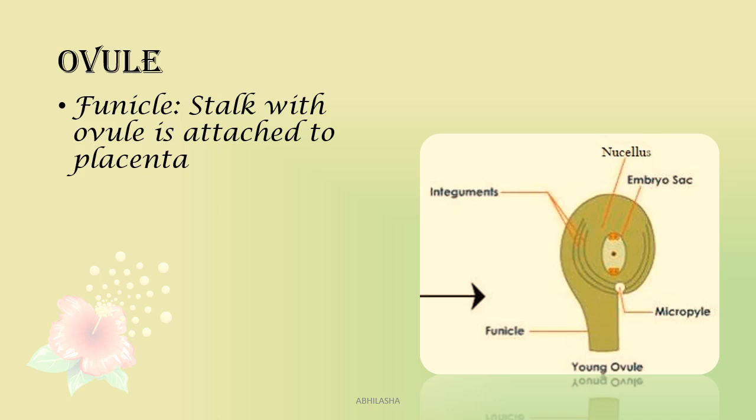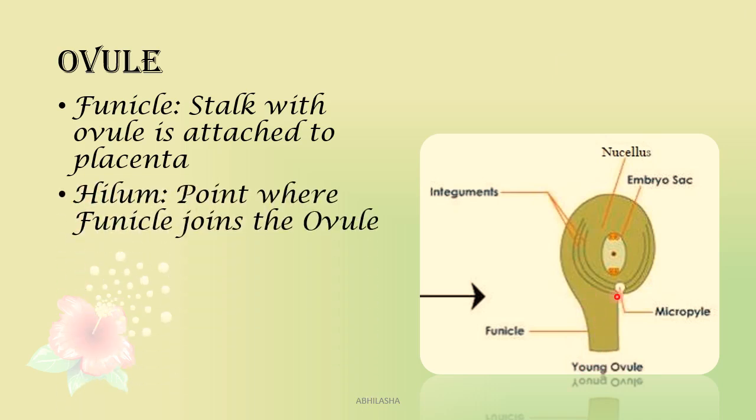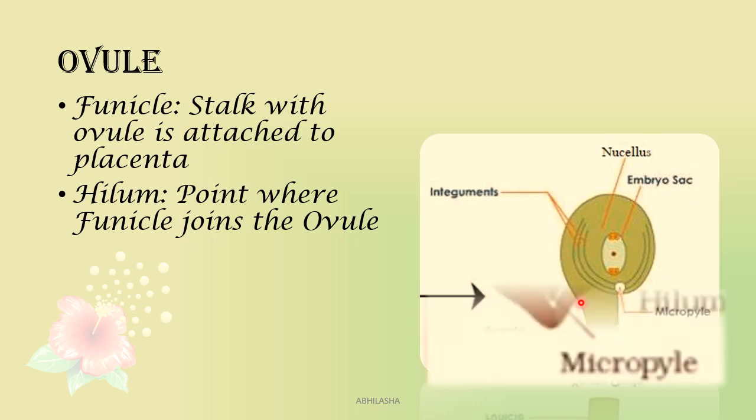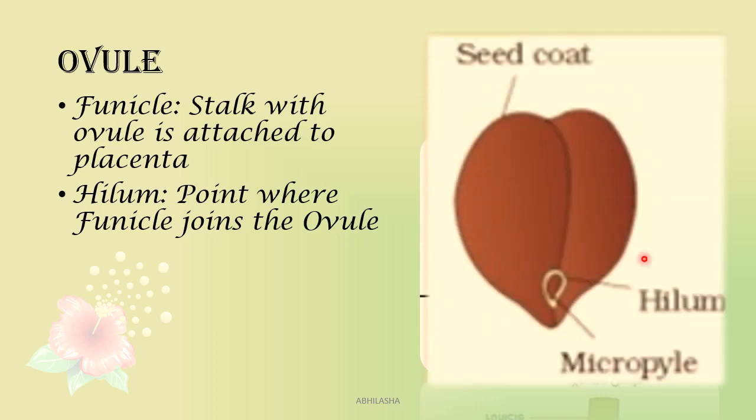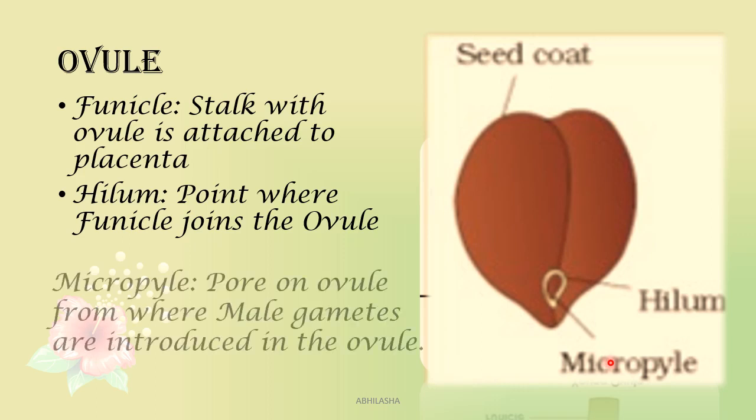Funicle is the stalk with which the ovule is attached to the placenta. Hilum is the point where funicle joins the ovule. In a seed, you can see hilum as the scar where the seed used to be attached inside the fruit. Next to hilum is the micropyle. It is also seen in the ovule. This is the pore on the ovule from where male gametes are introduced into the ovule.